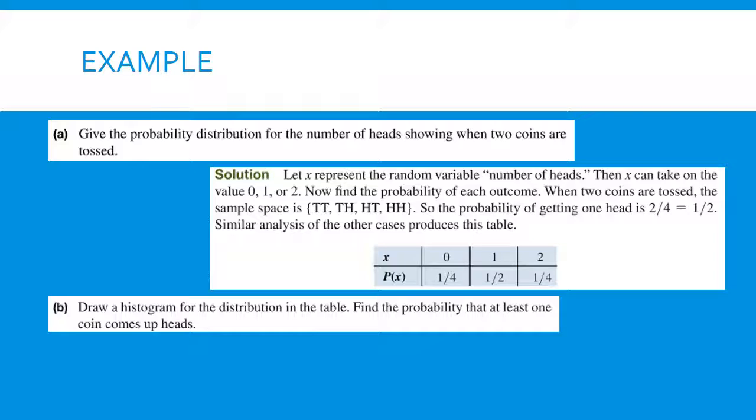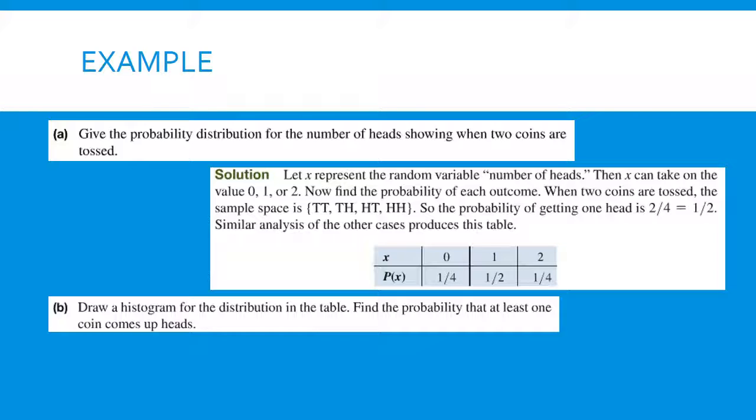So we're going to let X be the random variable number of heads. That's what X is going to represent. When we think about it, there's 3 possibilities. If you toss 2 coins, you could have no heads, you could have 1 head, or you could have 2 heads. Now, we need to list the different ways this can happen. When we flip 2 coins, we could have tails, tails, that would be no heads, and there's only one way that happens, and that's when both coins are tails.